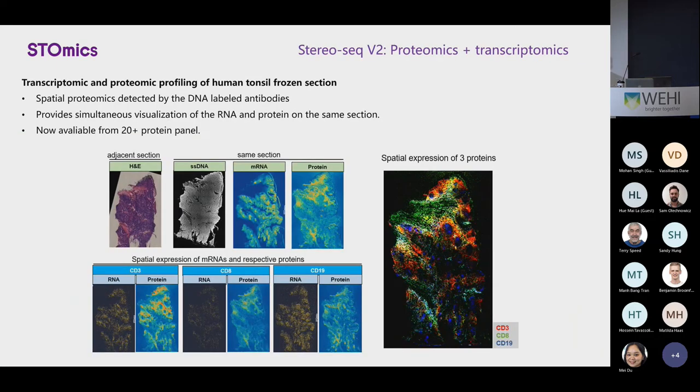And also be able to do proteomics on the same slide. Right now our approach is to use DNA labeled antibodies, and we can customize these antibodies into 20 plus protein panels at the same time together with the transcriptomics. For example, over here we demonstrated with CD3, CD8, and CD19. When you merge the images, you can see spatially where each of these different proteins are located in this tissue slide, along with the transcriptomics information too.